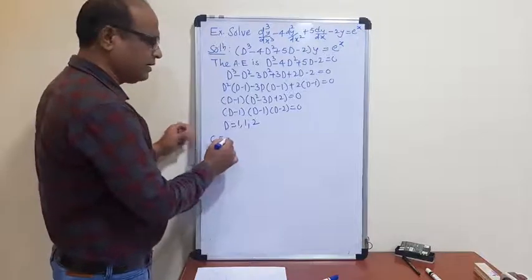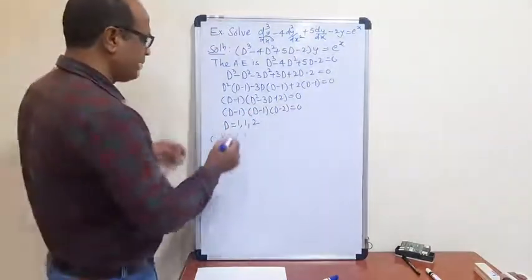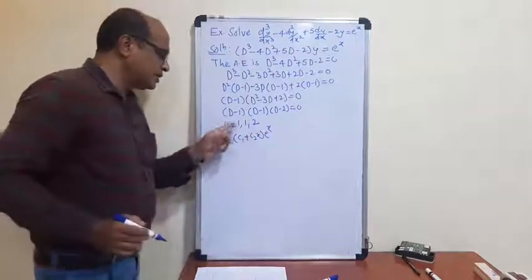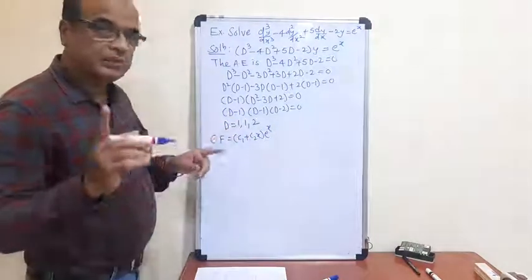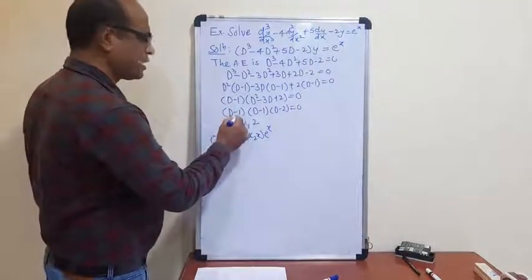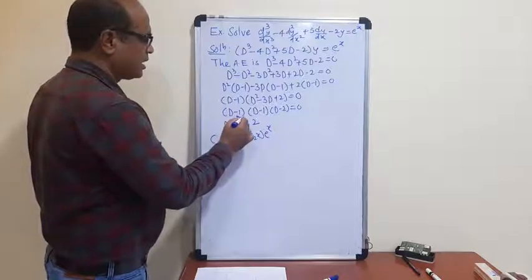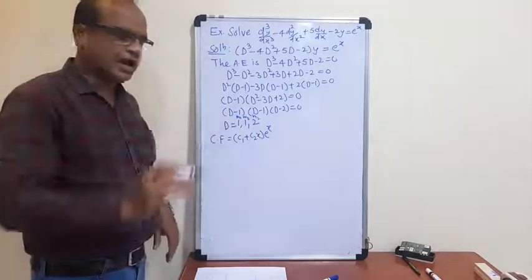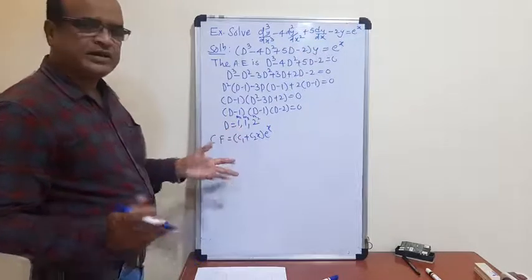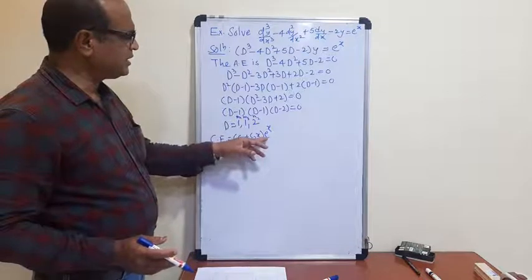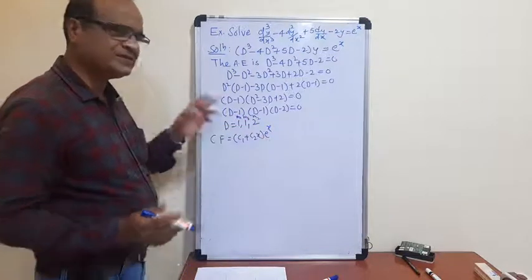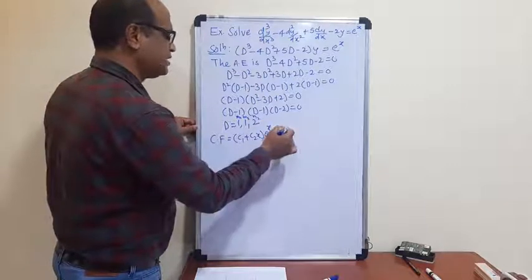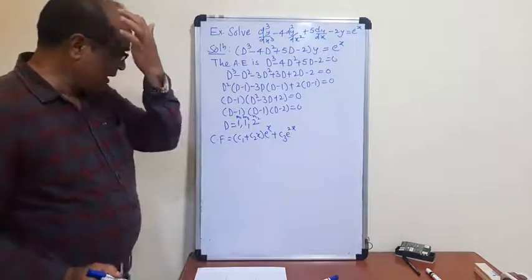The complementary function is one part of the complete solution. Here the roots are m1, m1, m2, where the root 1 is repeated. So the CF is c1 plus c2 x, into e raised to m1 x, and m1 is 1, so e raised to x, plus c3 e raised to m2 x, that is e raised to 2x. So this is the complementary function.